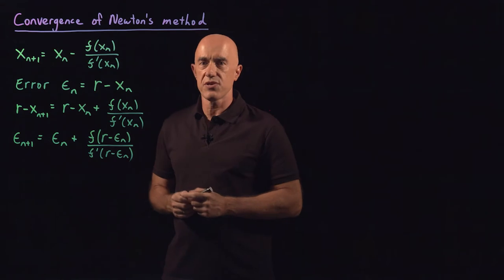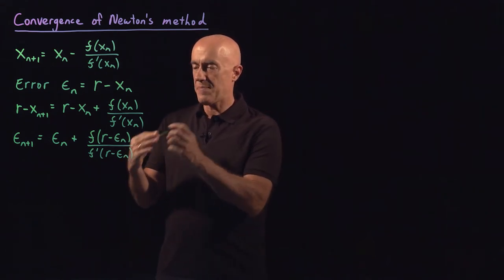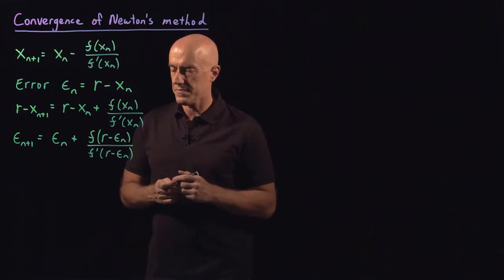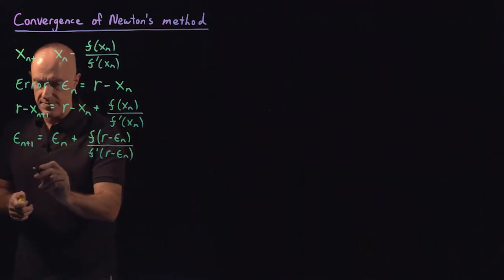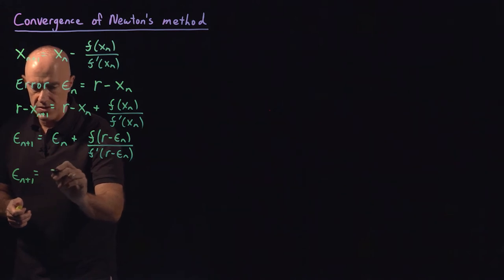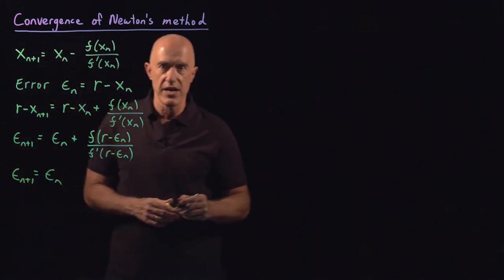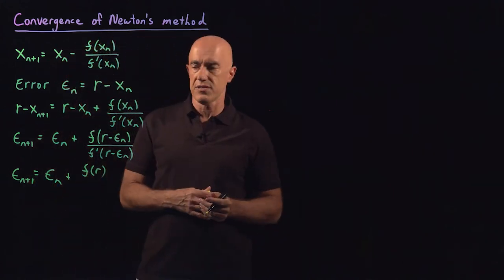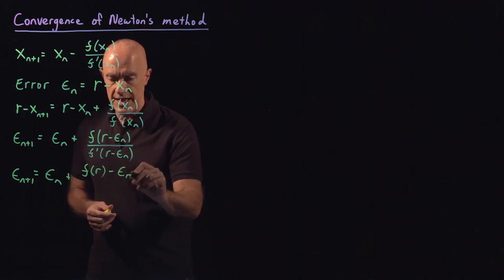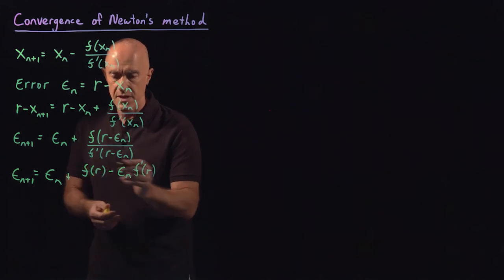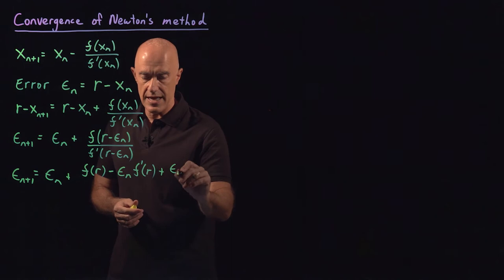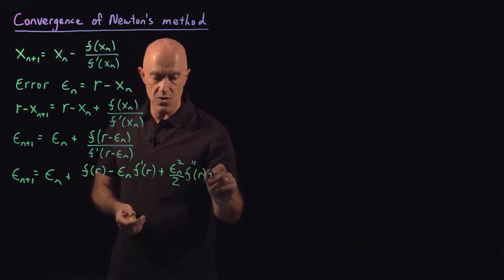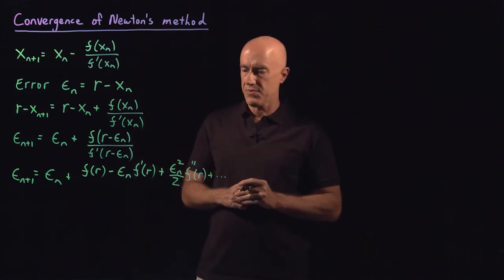Now we have to Taylor series everything. So the idea here is epsilon n is small, so we're Taylor series expanding around epsilon equal to 0. So we have epsilon_{n+1} equals epsilon_n. The Taylor series of the numerator around epsilon_n equals 0 is f of r, which is 0 because r is a root of f, minus epsilon_n times f prime of r. Then the quadratic term is plus epsilon_n squared over 2 times the second derivative at r, and so on. We'll only need terms up to epsilon_n squared.